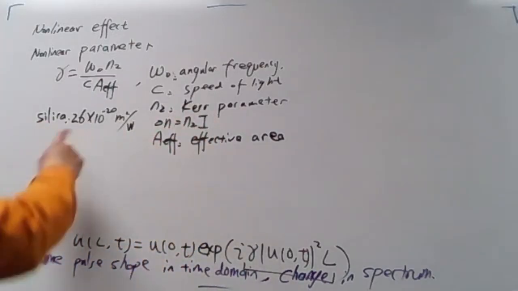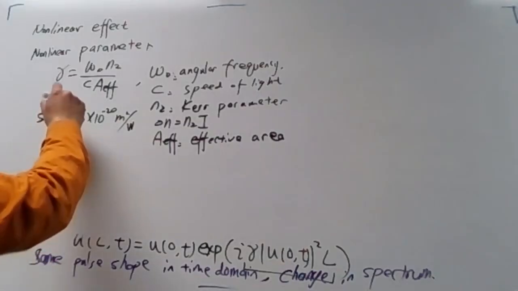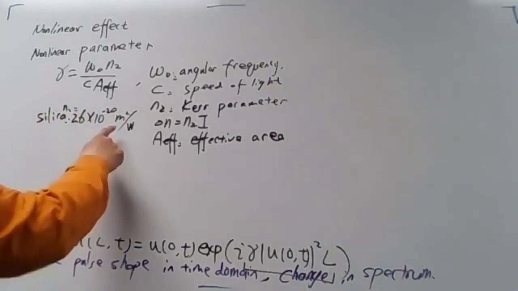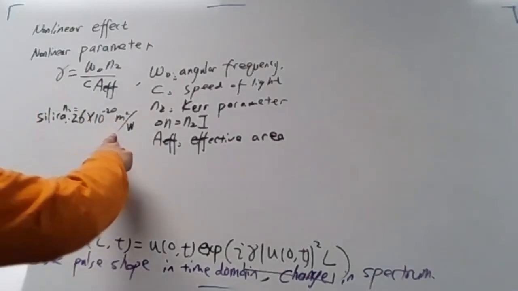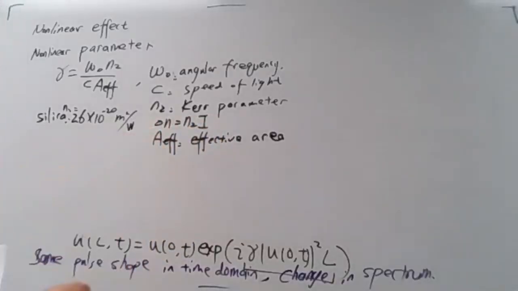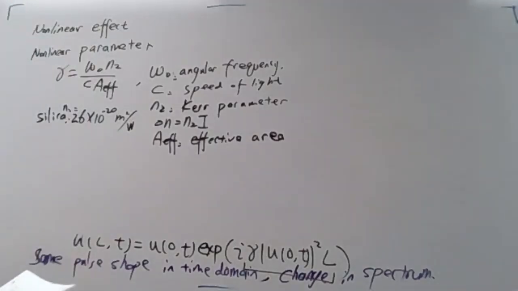So for my silica, this n2 equals this number, so it is totally the unit with respect to this intensity. So delta n is unitless. Delta n is unitless. It is the index, right? 1.5, 1.4, 1.6 ish.